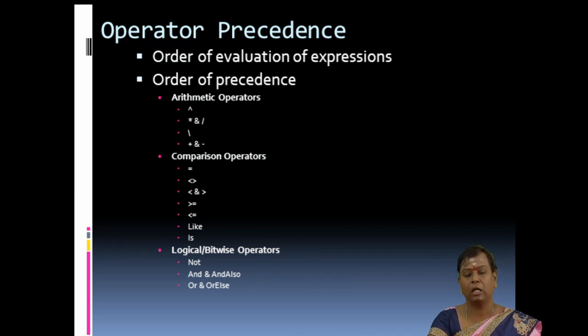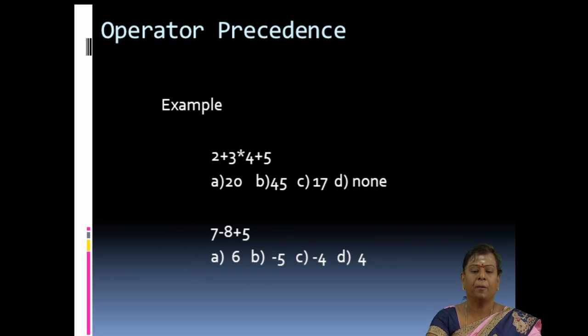Finally, for the logical or bitwise operators, first precedence is given to NOT, then AND ALSO, finally OR and OR ELSE. These are the things we have focused on. First we focused on variables and constants. Next we focused on the operators, the types of operators, and also on the precedence. Finally, let us have an example for operator precedence.